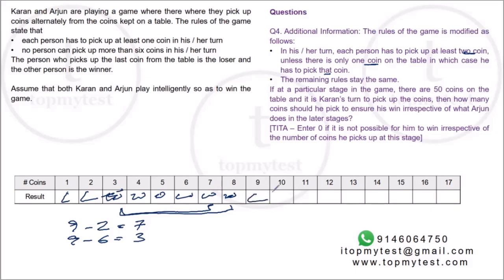10, same problem. 10 minus 2 equals 8. 10 minus 6 equals 4. You'll be putting your opponent between 4 to 8. You're going to lose. 11. Now 9 and 10 become the new 1 and 2. Right. So you'll put him on 9, you'll win.